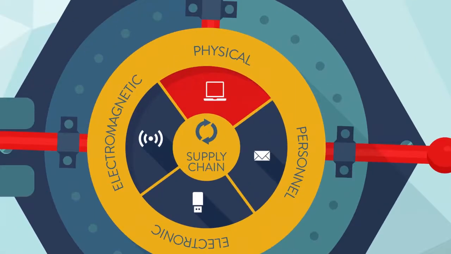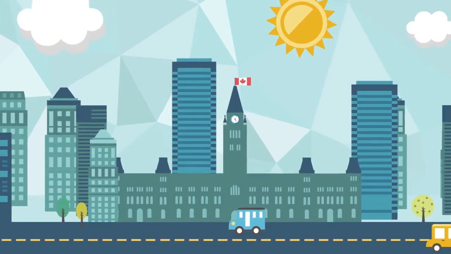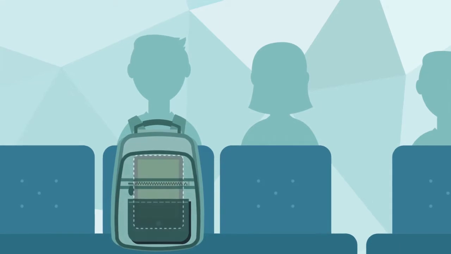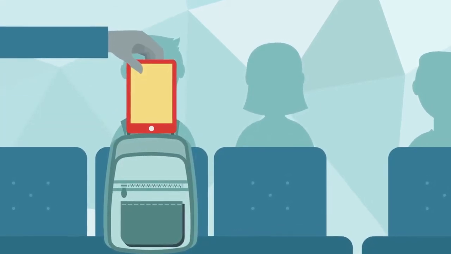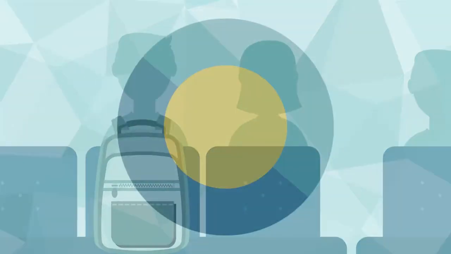A physical threat can involve destroying, stealing, or modifying physical devices. As physical media storage capacity can be extremely large, the theft of a single device can result in the compromise of millions of records at once.